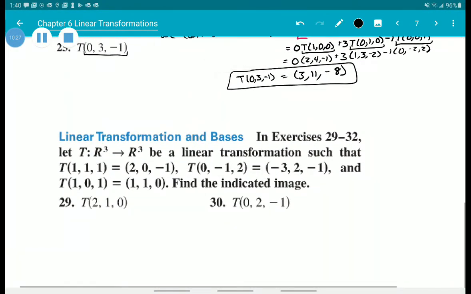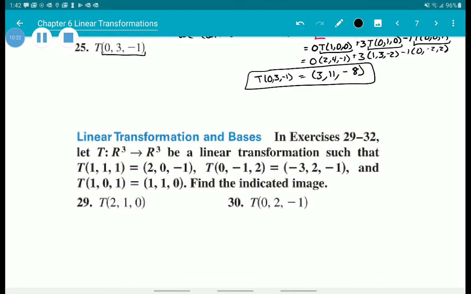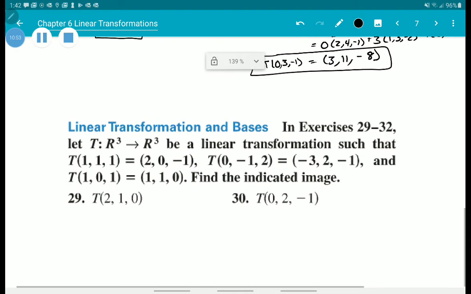So let's look at one that's slightly different. Let's look at 29. So if we examine this one, we're doing a transformation from R3 to R3. And if we transform the vector 1, 1, 1, that takes us to 2, 0, negative 1. If we transform the vector 0, negative 1, 2, that takes us to negative 3, 2, negative 1. And if we transform 1, 0, 1, that takes us to 1, 1, 0. And they're asking us to find a couple of images.